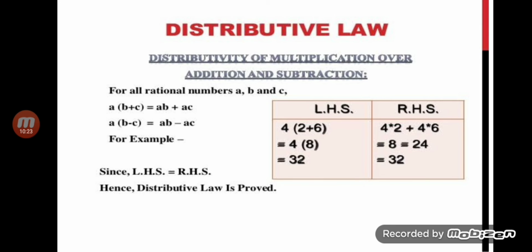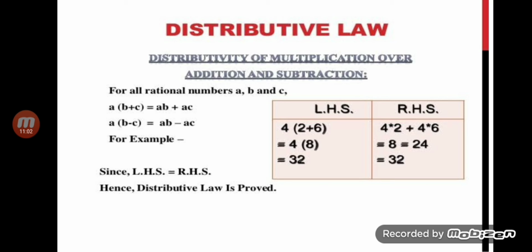Next is the distributive property of multiplication over addition and subtraction. So for all rational numbers A, B and C, A into (B plus C) is equal to AB plus AC. The same way, under subtraction, A into (B minus C) is equal to AB minus AC. So we can take an example. The left hand side is A into (B plus C), so 4 into (2 plus 6). What do you get? 2 plus 6 is 8. So 4 eights are 32.